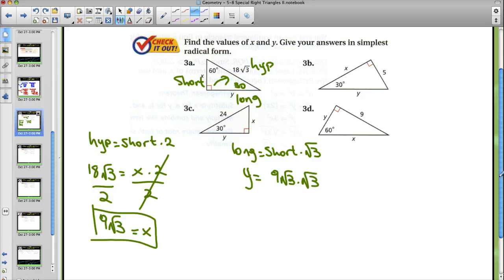Okay. So we get 9 times radical 3 times radical 3. If I rewrite 9 square root of 3 in that way. So the square root of 3 times the square root of 3 is going to be equal to the square root of 9. The square root of 9 is equal to the whole number 3. So 3 times 9 is equal to 27. Y is equal to 27.